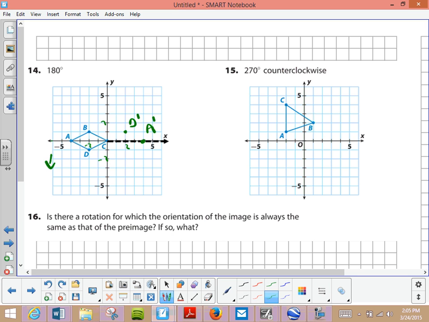Okay. And then the B, you notice that it was 1 unit behind the line. That means when you rotate in the same position, it should land right here. It's 1 unit behind the line on the 2. And that's B prime.